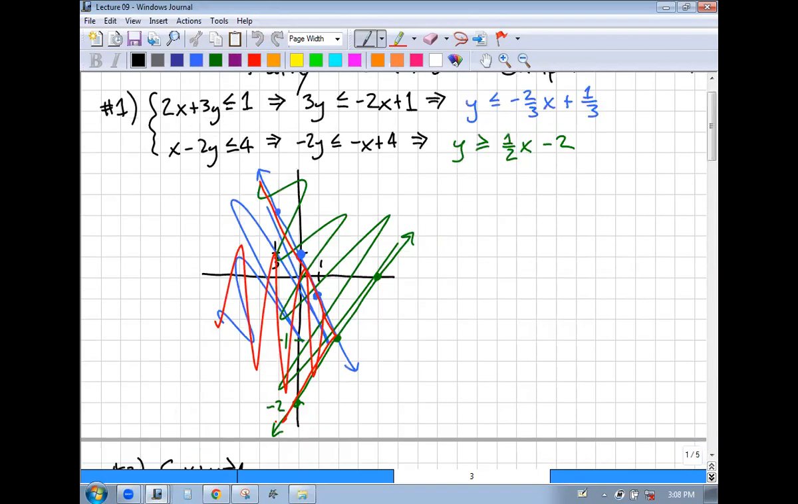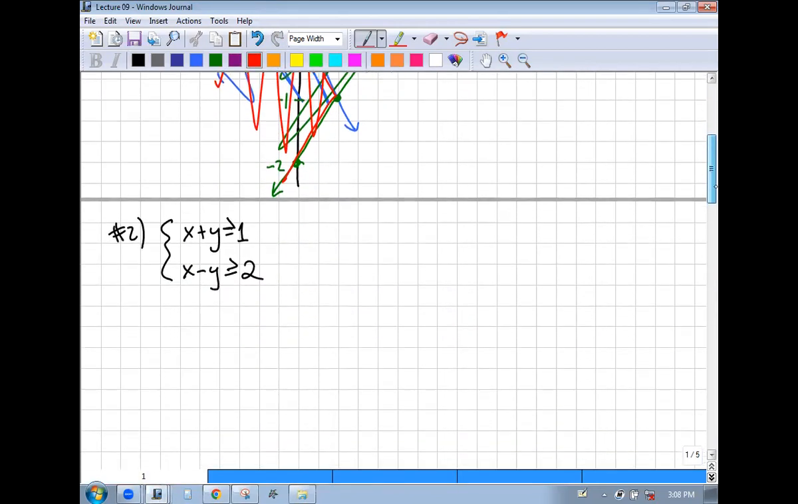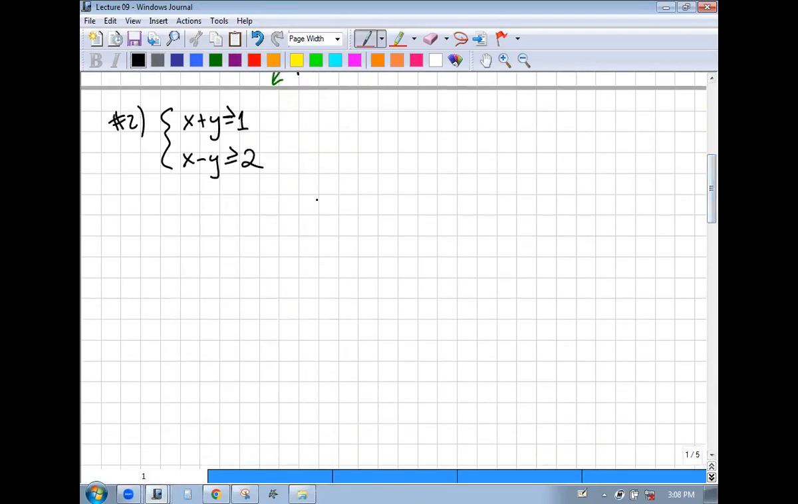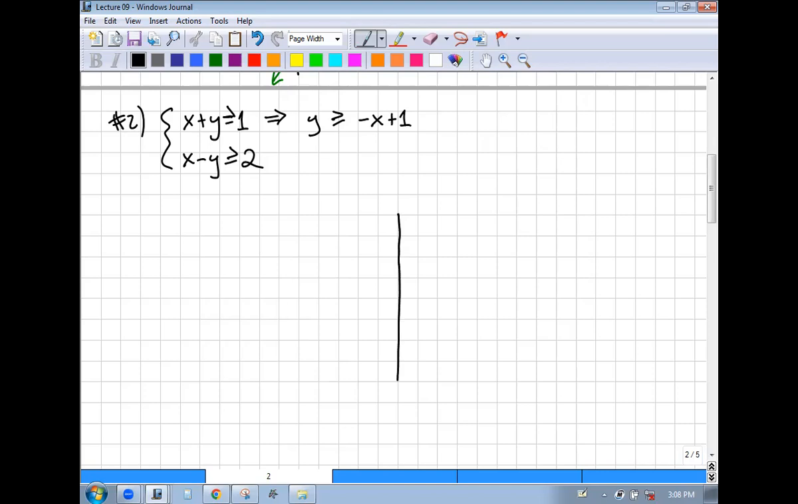Let's look at number two. All right, same trick. We need to get these in slope-intercept form. If I subtract x from both sides, I have that.